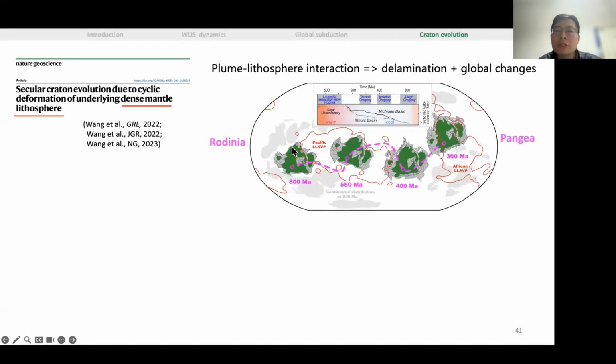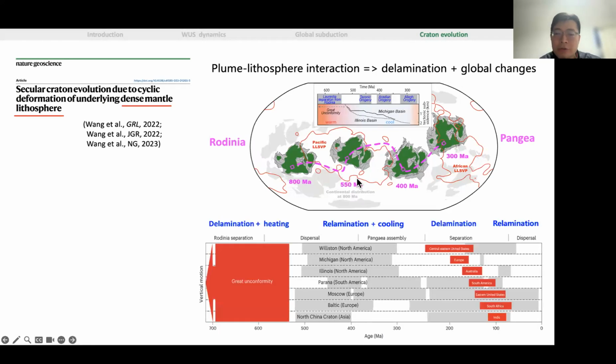What we argue and show is that during the plume lithosphere interaction, the lower lithosphere could really delaminate and cause global changes in many things. For example, in topography, right? This is the Craton unconformity. It corresponds to the separation of Rodinia and causes surface uplift and erosion. And then afterwards, the delaminated material relaminates to the base of the lithosphere, and that causes the lithosphere to restore, to cool, and then to densify, eventually causing the surface to sink. These are intracratonic basins. And the same thing happened during the separation of Pangaea toward the present day.